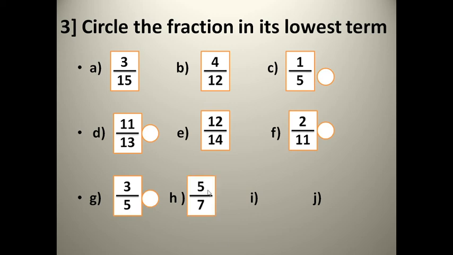Now here 5 and 7. Also here I cannot divide by 2, 3, or 4. I cannot divide the numerator and denominator by the same number. It means it is in lowest term. Now here 6 and 8. Yes, here I can divide the numerator and denominator by 2. So I will not circle here because it is not in the lowest term. Now here 9 and 18. Here I can divide by 9, so it is not in its lowest term.